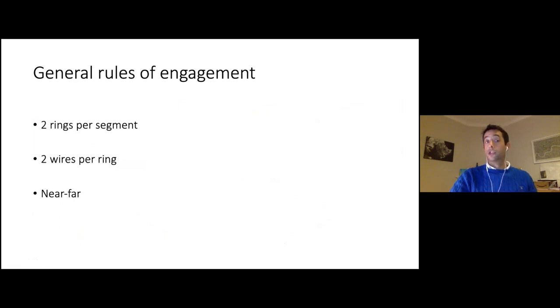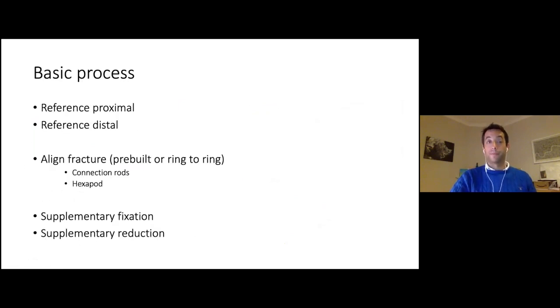Generally, two rings per segment of bone, two wires per ring, near-far fixation gives you a stable construct. That's a very simplistic view of Ilizarov fixation, but it's a reasonable start. For those of you that don't do it and you maybe get past one in the exam, you could say that much and you'll be fine.